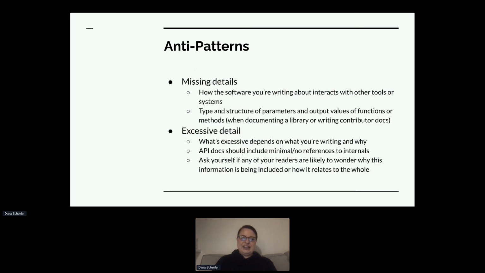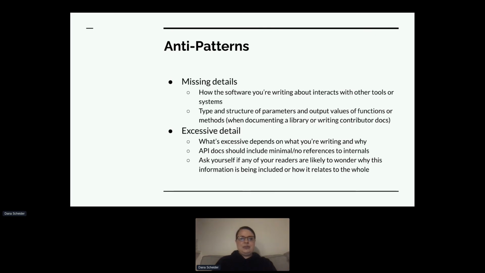Another one is missing details. This is another thing about striking that balance between enough detail and too much. It is important to make sure that you're covering how your software is interacting with other tools or systems, the type and structures of parameters and output values when you're documenting a library. That's one of my pet peeves. And excessive detail is also a potential problem. That depends on who you're writing for and what you're writing.